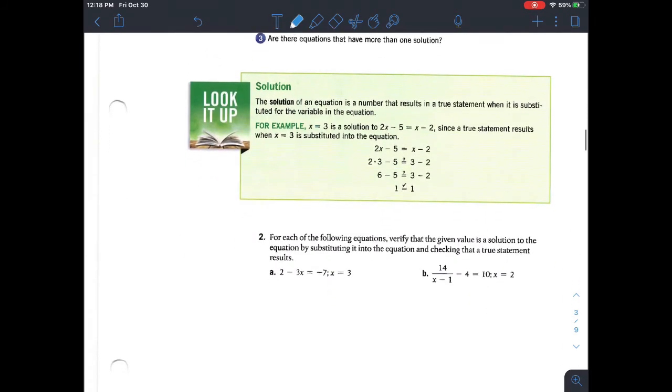Okay, so then the next part, super, super basic and elementary, I think. A solution of an equation is a number that results in a true statement when it's substituted in for the variable in the equation. So for example, I'm not even going to read through the example. These are way too easy. Read it through on your own time. Pause the video if you need to.